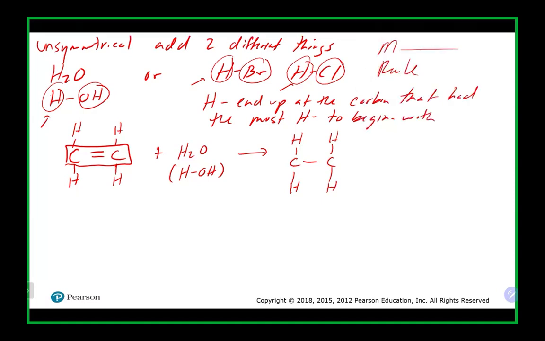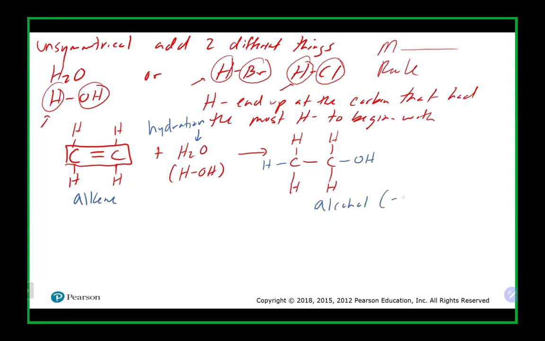In this case, because there is no difference in the amount of hydrogens, you could put the H on whichever side you like, and you can put the OH on whichever side you like. So for example, I'm going to put the OH here and the H here. This is what is known as a hydration reaction because we're adding water. And this goes from an alkene to our friend, the alcohol.